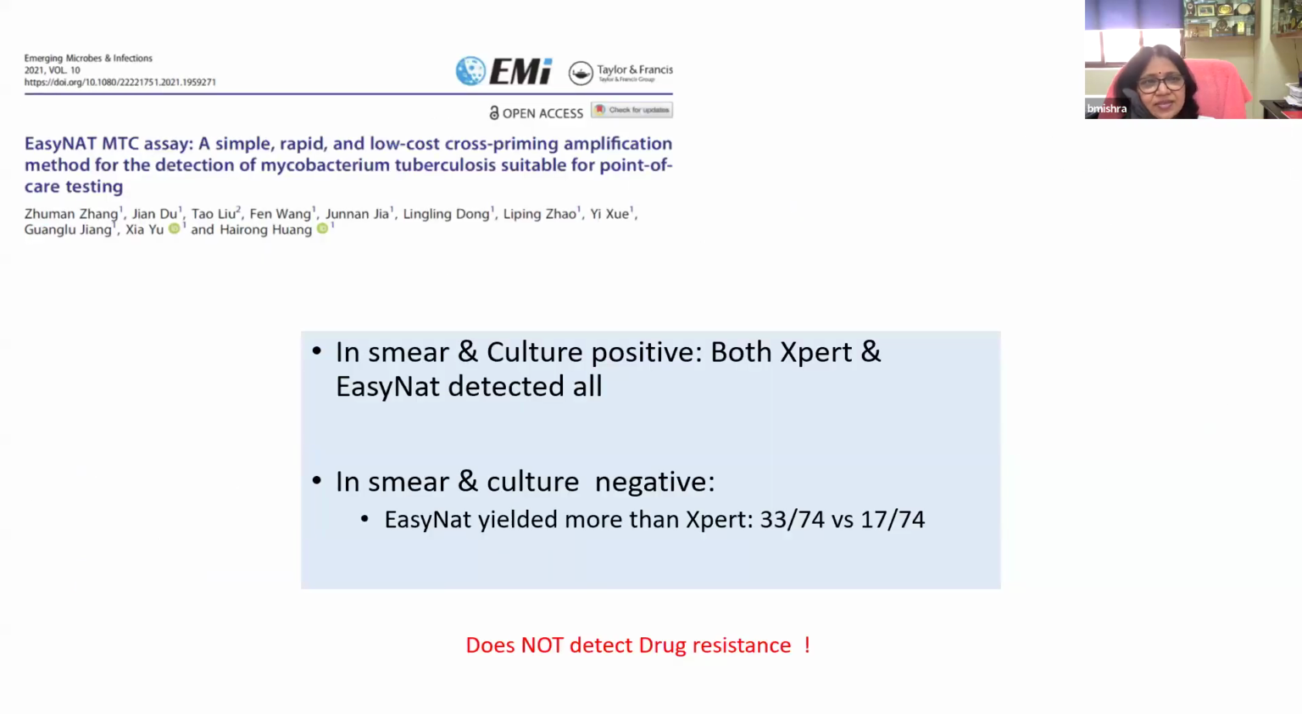And the results of various studies show that in smear and culture positive cases, both Xpert and EasyNAT detected all the cases, whereas in smear and culture negative cases, in fact, it yielded more than Xpert in this study, though of course it doesn't detect drug resistance.